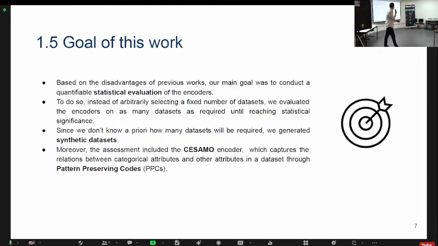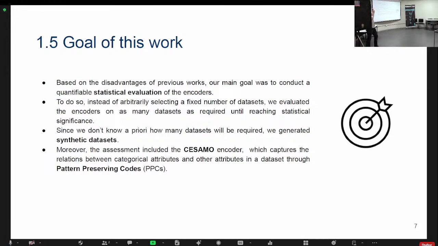So the goal of this work is based on the disadvantages of the previous works. Our main goal was to conduct a quantifiable statistical evaluation of the encoders. That means that instead of arbitrarily selecting a fixed number of data sets, we evaluated the encoder on as many data sets as required until we reach a statistical significance or a statistical criterion. And something very important here is that we don't know a priori how many data sets will be required until we reach this statistical criterion.